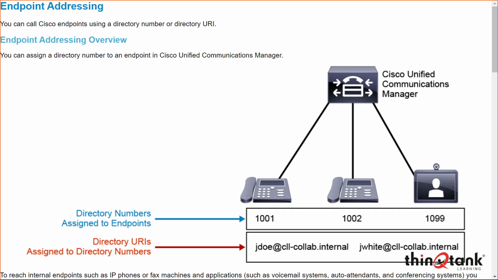By calling that directory number or by sending the call to that directory URI, obviously the call is then going to get routed to that endpoint, and then that person can answer that call and proceed with processing the call. So endpoint addressing is a way for us to actually identify how calls get routed to the individual endpoints themselves. All right.